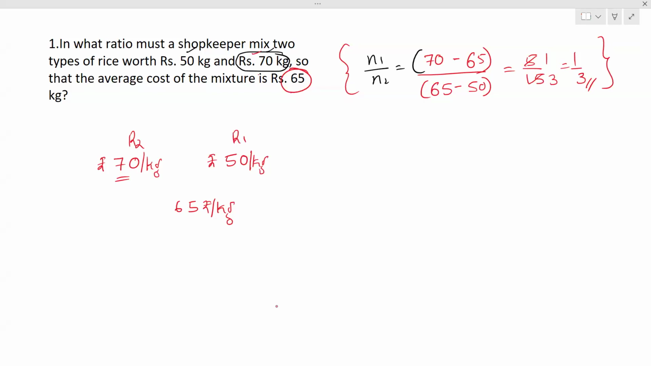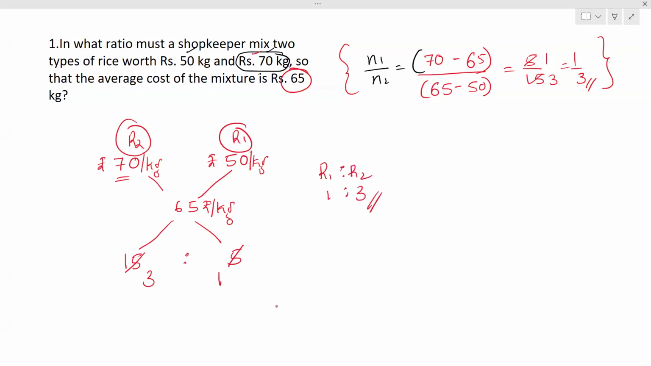Now, what do I have here? 70 minus 65. How much do I get? I get 5 here. 65 minus 50, how much do I get here? That is 15. What is the ratio? 1 is to 3. 1 is to 3 is the ratio in which rice 1 and rice 2 must be mixed. That is, rice 1 is to rice 2 is nothing but 1 is to 3.